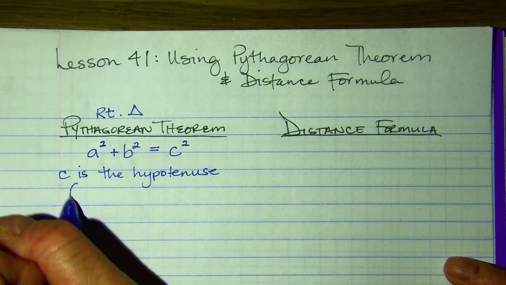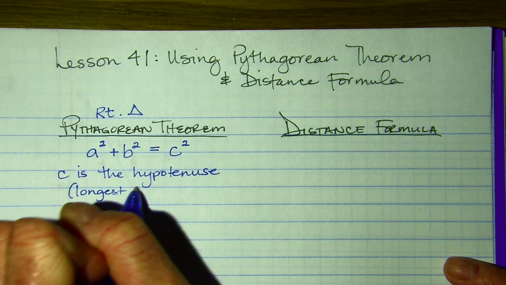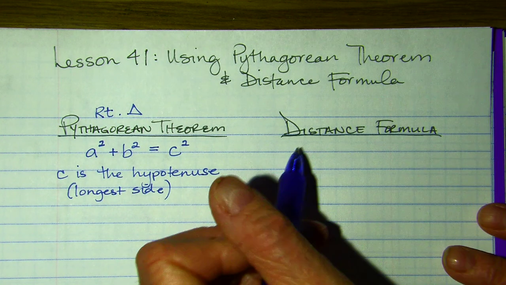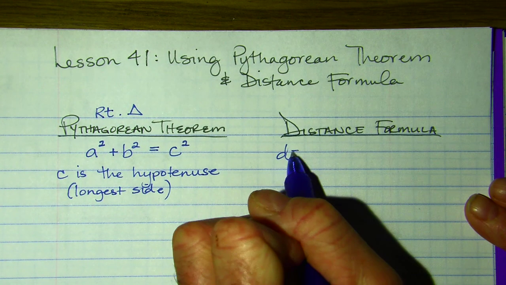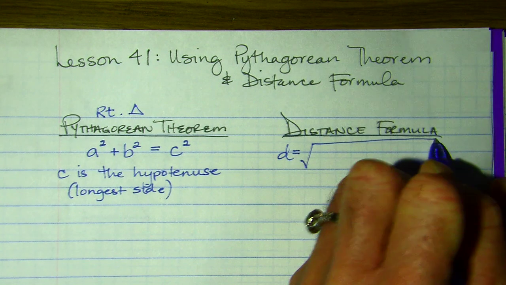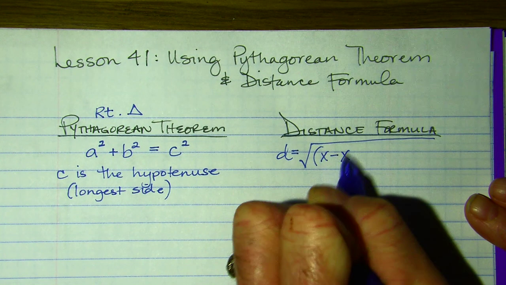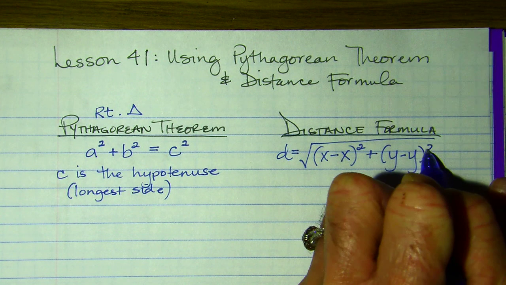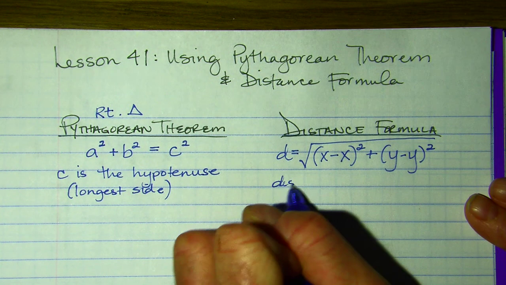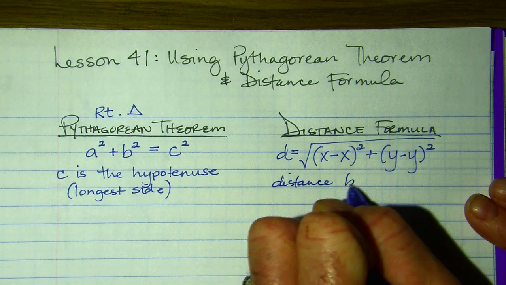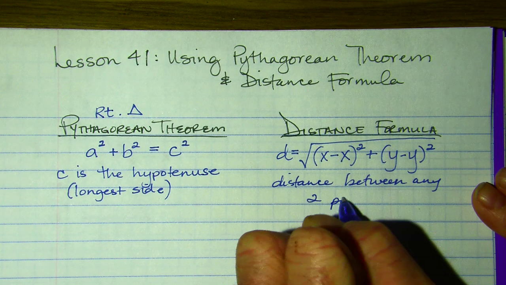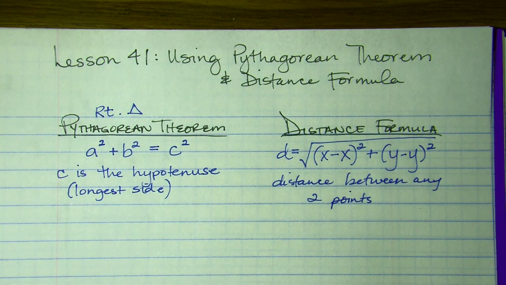and the hypotenuse is the longest side, and that's really important for today. Our hypotenuse should always represent the side with the longest length. The distance formula is the distance equals the difference in my x values squared plus the difference in my y values squared. Now, this is used to find the distance between any two points.